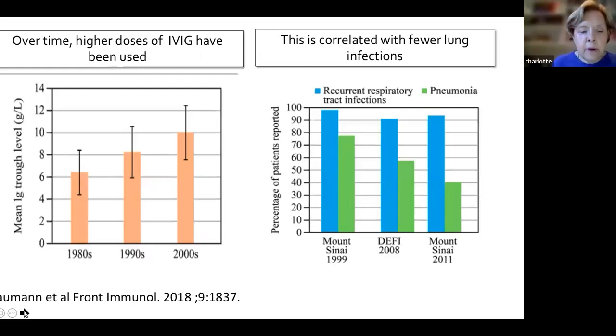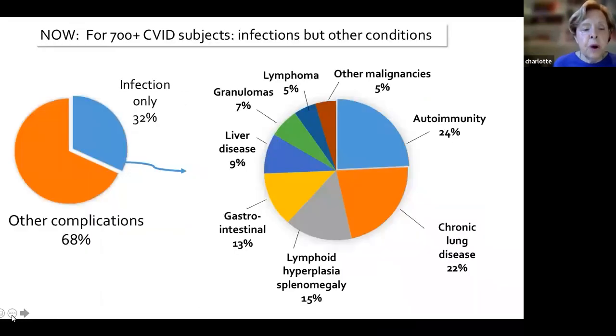I like this slide very much. Uli Bowman from Germany put it together, but I like it because it says, over time, since we've been using gamma globulin, the amount that we've used has slowly increased. We've really prescribed more and more gamma globulin. I remember in the early days, we used to give around 300 or so milligrams per kilogram per month. And now it's closer to 400 or 600 milligrams per kilogram per month. The dose has gone up.